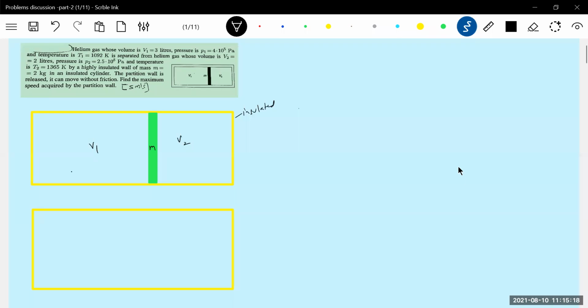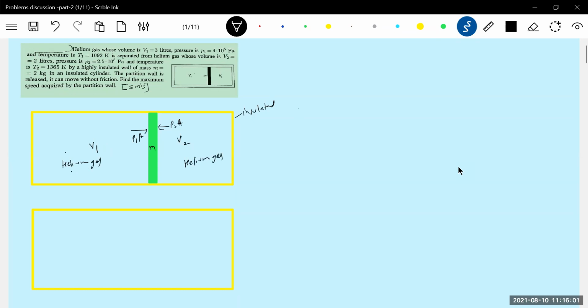Now the pressures: P1 is 4.4 times 10 to the power 5 pascals, and here 2.5. So the pressure force here is P1A and P2A. P1A is greater than P2A. Now the piston is released from rest. Here the gas present is helium gas, the same helium gas on both sides.